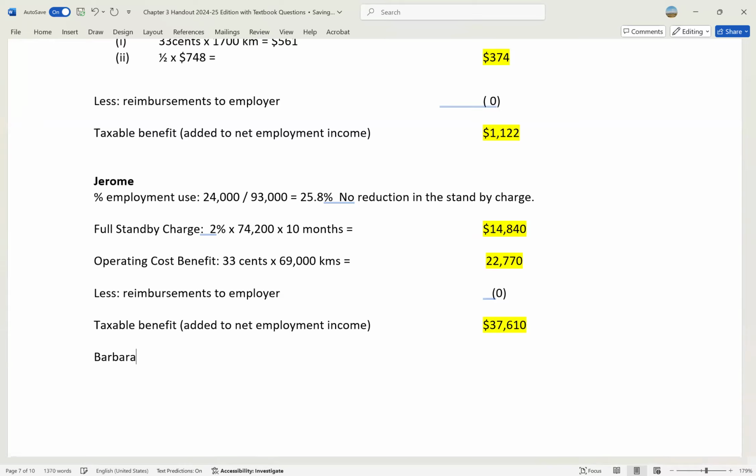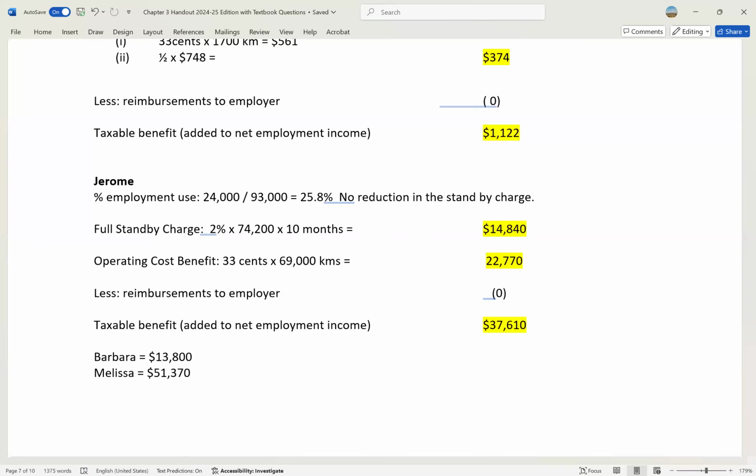Now, we didn't do Barbara and Melissa, but I'm going to give you the answers for both of these. The taxable benefit for Barbara is 13,800. The taxable benefit for Melissa is 51,370. So you can just work through those two on your own when you're getting ready for midterm number one or doing some studying. You can double check to make sure that you do these two employees and that you get 13,800 and 51,370.